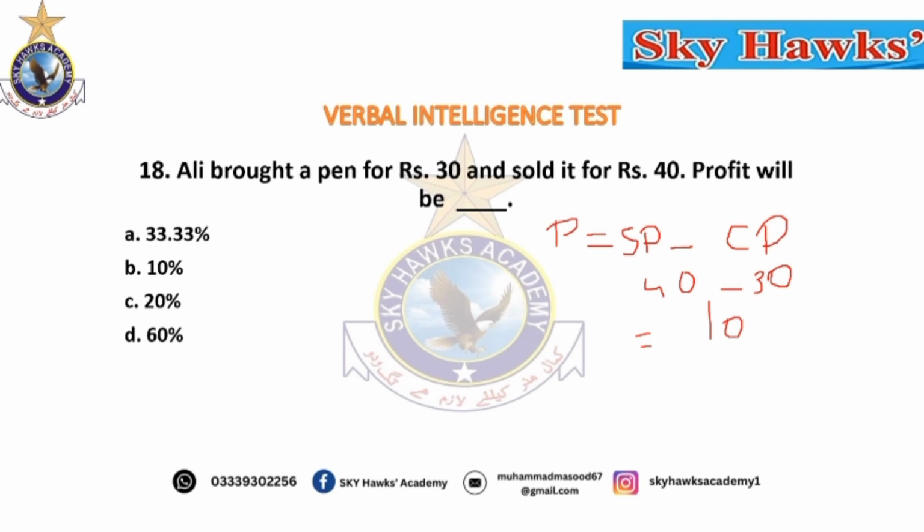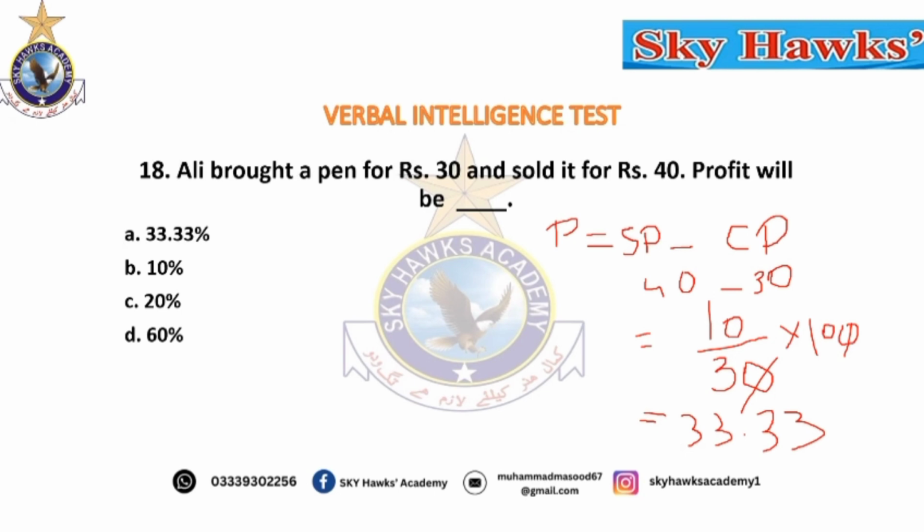Now let's calculate the profit percentage. I've just told you how we have to calculate the profit. First of all, we have to divide it by the cost price, then multiply it by 100. So here you divide 10 by 30 and multiply by 100. So the percentage we got from here is 33.3%, 33.33%. You can calculate it by yourself too. Okay? So the right answer would be A.